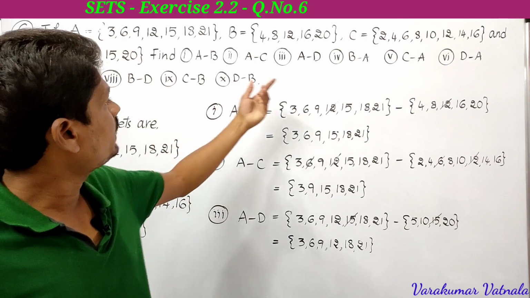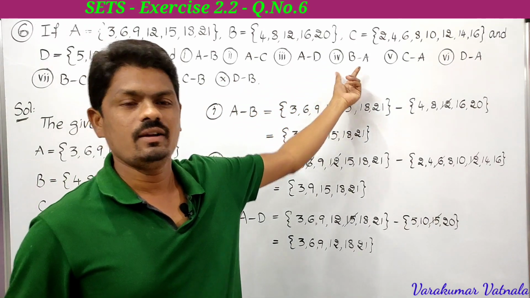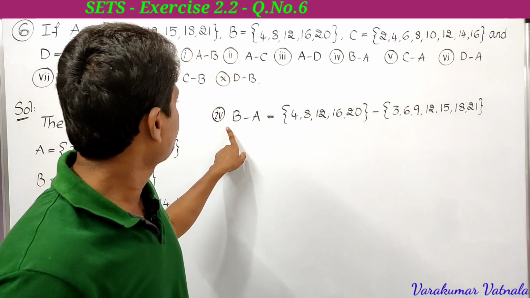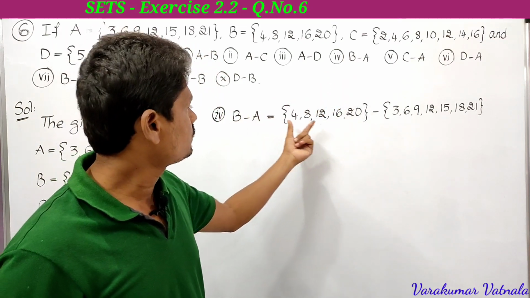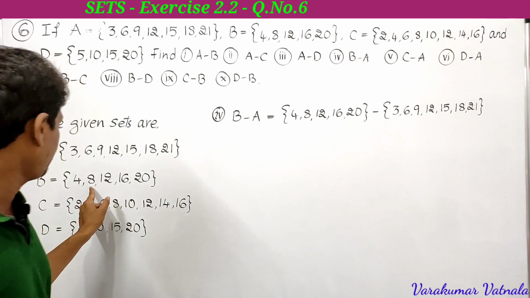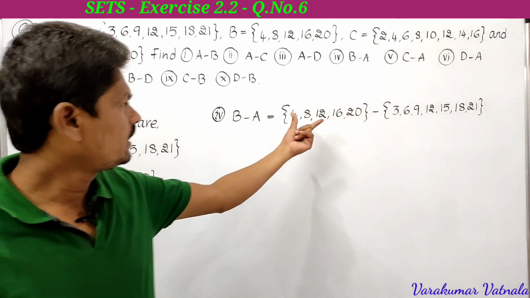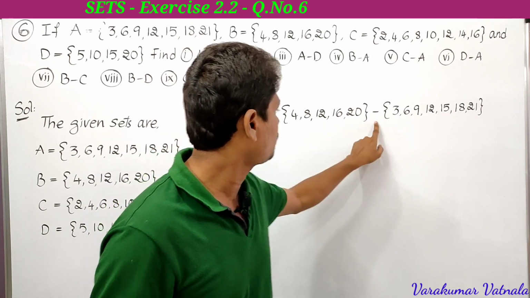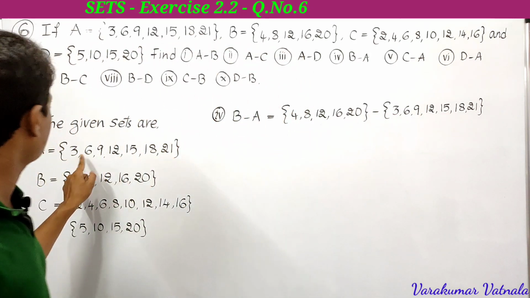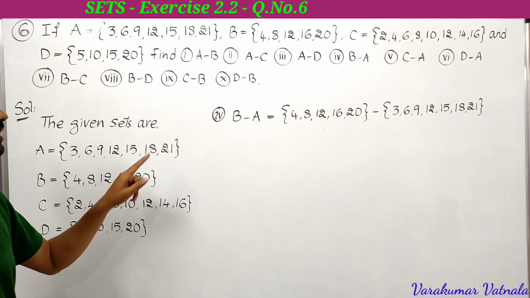So next we have to find B minus A. Fourth, B minus A. First we have to write set B. Set B is equal to 4, 8, 12, 16, 20. Yes, it is set B. Minus, next we have to write set A. Set A is 3, 6, 9, 12, 15, 18, 21.